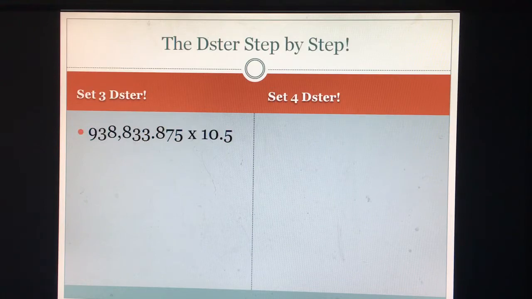And this is your set 3 and set 4 Dster number. Use the previous number with the decimal. You multiply it by 10.5 again, which will give you 9,857,755.69. And this set should have 7 numbers. So we only use the first 7 numbers of the set, and we omit the 0.69.